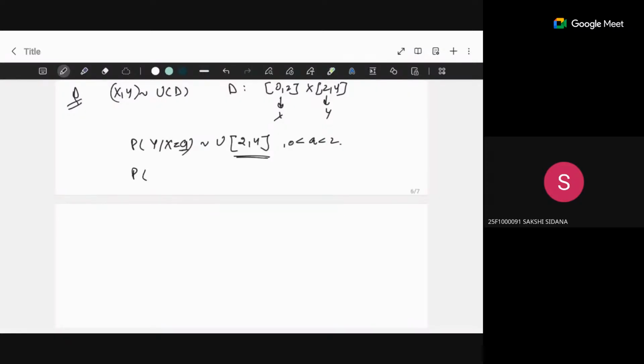Similarly, if you find out the probability of x given y equals b, it will be what? Uniform, 0 to 2, with the condition that my b will be from 2 to 4, right? Yes or no?